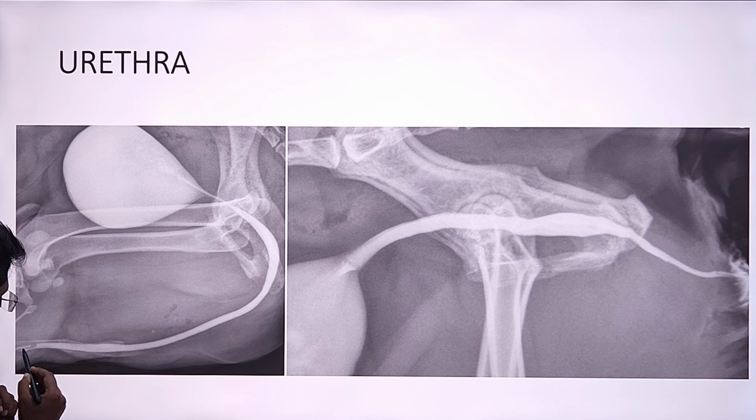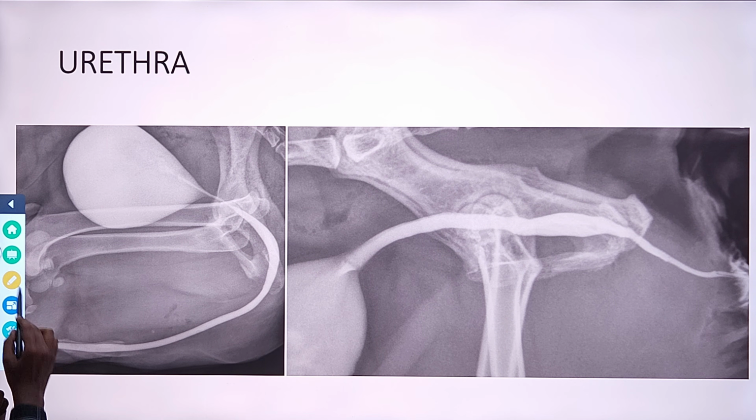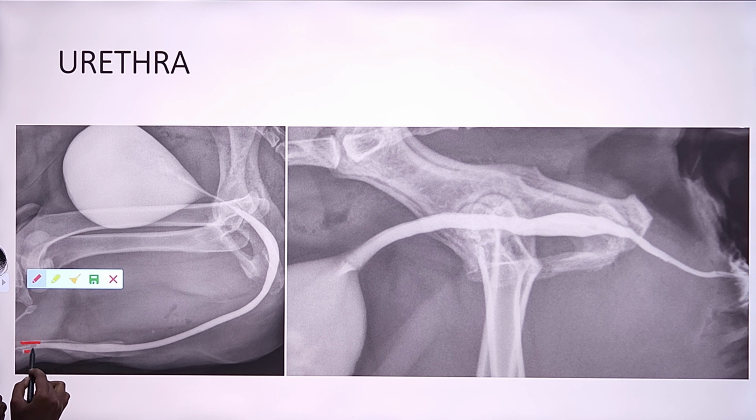See here, the catheter is only up to the distal urethra, at this level, just proximal to the os penis. This is the os penis, just the proximal part of the os penis. It is inserted and the cuffs are inflated.